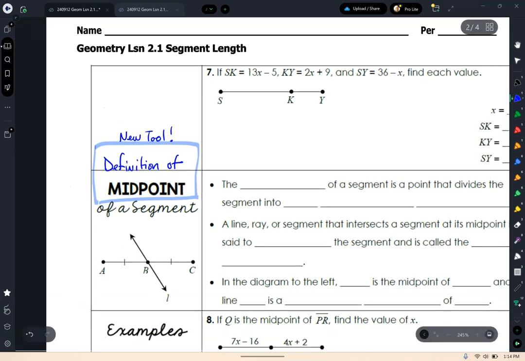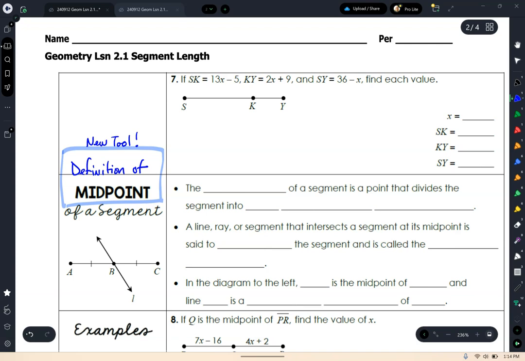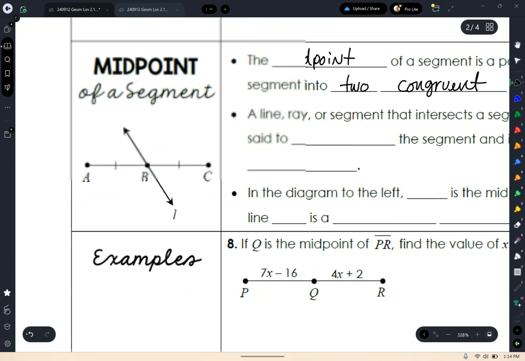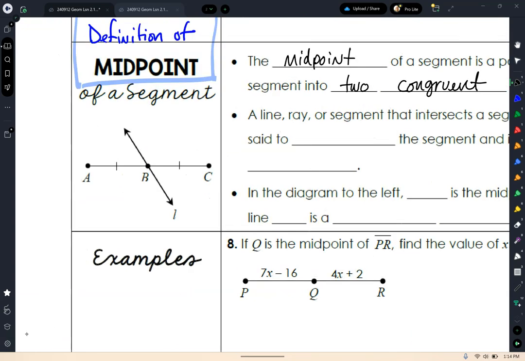All right, so let's talk about this. This is going to be an important word for us and an important concept. So, the midpoint of a segment is a point that divides that segment into 2 congruent parts. Okay? So the midpoint of a segment is a point that divides a segment into 2 congruent parts. Now, in this picture right here, we can tell that B is the midpoint of line segment AC.